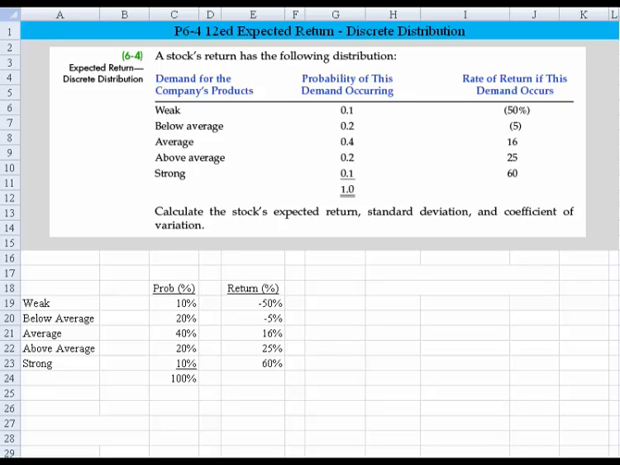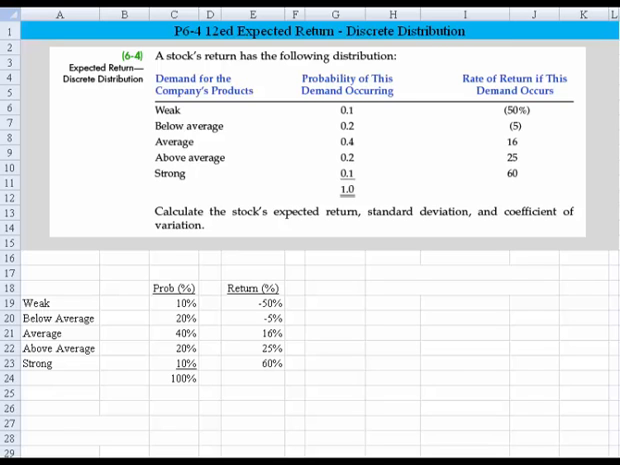We have different states of the economy, if you will, or states of demand for the company's products, ranging from weak to strong, and there's a probability associated with that demand occurring. That appears in our middle column. And then finally they give the information for the rate of return anticipated if this demand occurs. And with that information, we are supposed to calculate the stock's expected return, the standard deviation, and coefficient of variation. Okay, one key here is it's expected, and so we are going to use that approach.